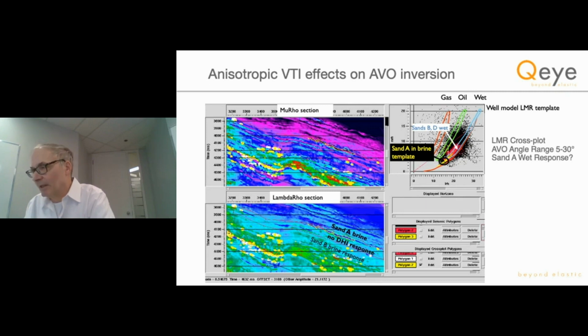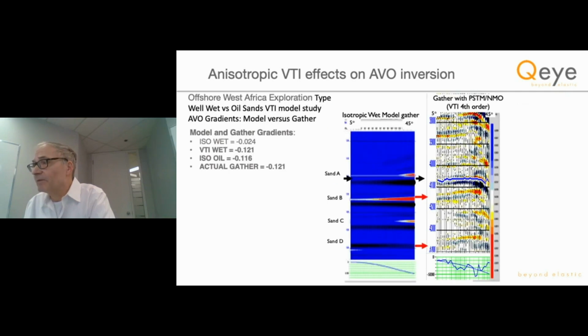Obviously, we now had two results. One was wet, one was oil, and it was just a function of the angle. And we drilled the well, and it was wet. The reason for that, after we got the new logs and the response from the synthetic, is that we could model the gradients for these various solutions.